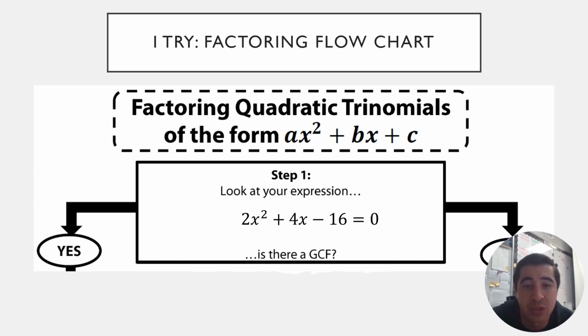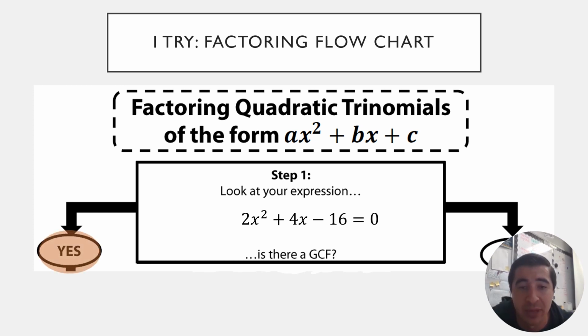Here we have 2x squared plus 4x minus 16 equals 0. So the first question is, is there a greatest common factor? Is there a GCF? Is there a number that goes into 2, 4, and negative 16? There is. So I look at my a value usually, and I can see that it's 2. So I want to see if 2 can go into all three terms. 2, 4, and negative 16 are all divisible by 2. So in this case, I would circle yes in this flowchart.